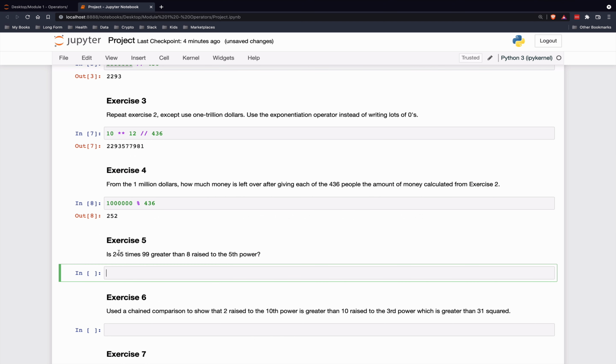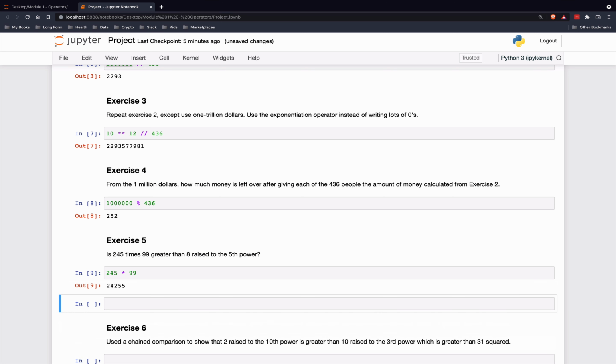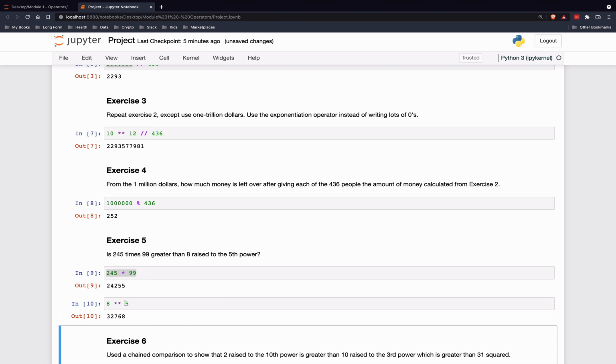Is 245 times 99 greater than 8 raised to the 5th power? So we want 245 times 99. Let's do this separately. So that's that number. I'm going to add a new cell, and then I can raise 8 to the 5th power and see which one is larger. Okay, so 8 to the 5th power is larger, but what I really want to do here is to do this in the same line.